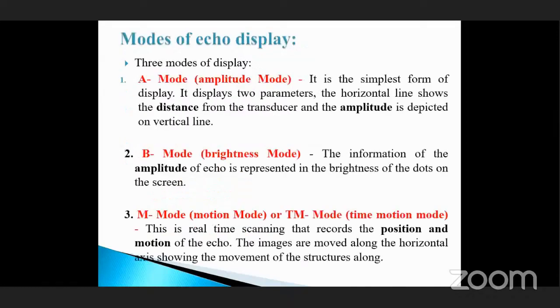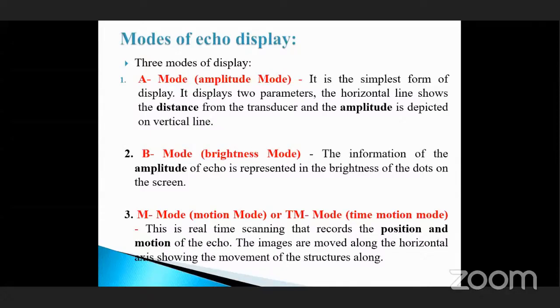Now the modes of echo display. Echo is whatever the pulse has interacted with in the body tissue, and whatever information it contains is displayed in the form of echo display. There are three modes of display, that is A mode, B mode, and M mode. A mode is the simplest form of display. It displays two parameters. The horizontal line shows the distance from the transducer and the amplitude is depicted on the vertical line. A higher amplitude echo means we get it from denser tissues.